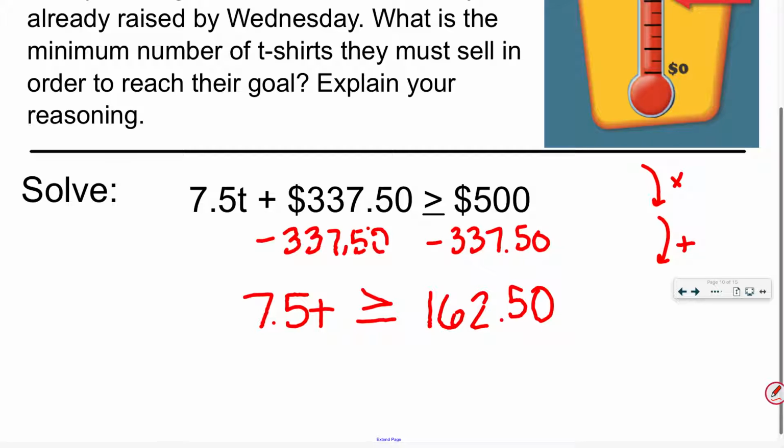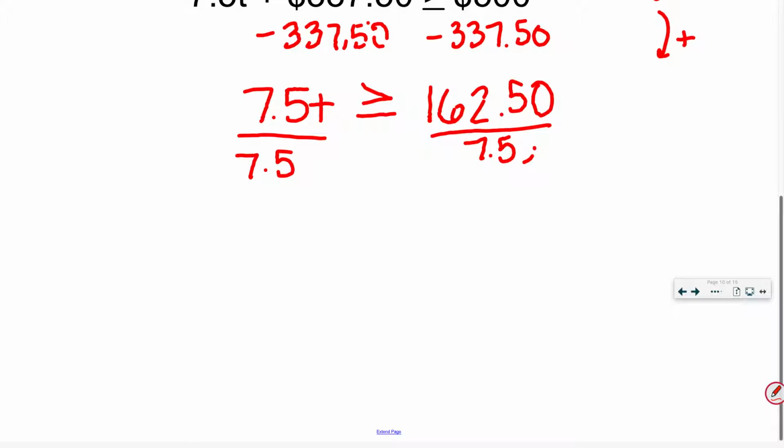Okay, what next? Now I have to divide by 7.50. So how many t-shirts do we need to sell? Excuse me, Marco. The minimum is what? I'm sorry. 22.